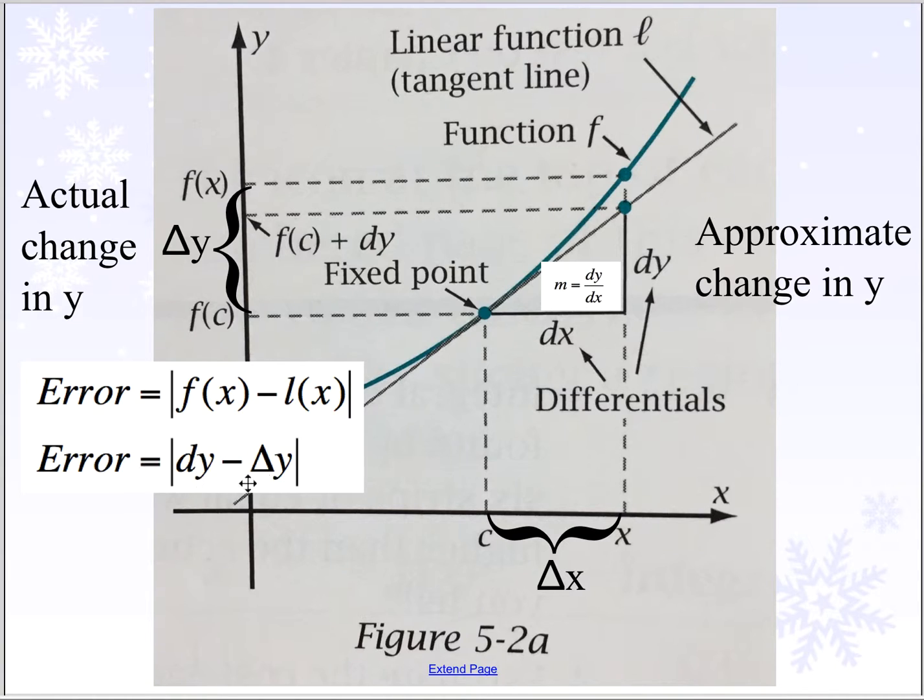The other way that you could find it is the absolute value of the difference between dy and delta y. So the approximate change in y and the actual change in y also gives you that same little distance for calculating the error.